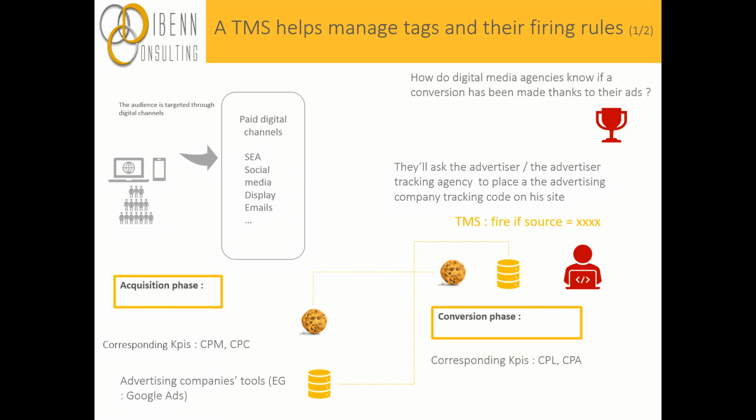In this example, for this specific tag, the person inserting the tag of this digital media agency would say, okay, tag, just fire if the source is this and just if it's this. So if the source is Facebook and the name of the agency, for example, then fire the tag that would eventually grant the credit of the conversion to the digital media agency that placed this ad on Facebook.